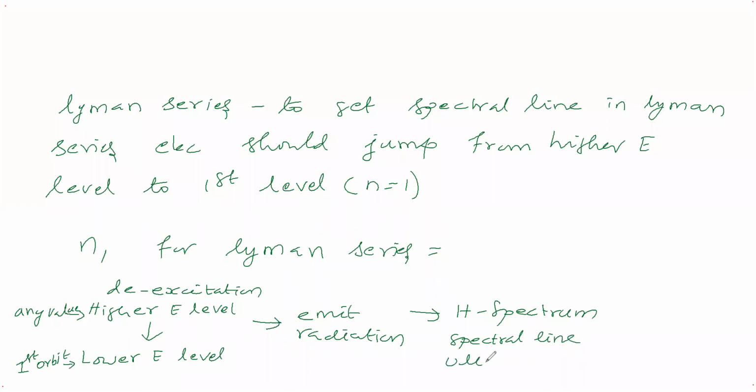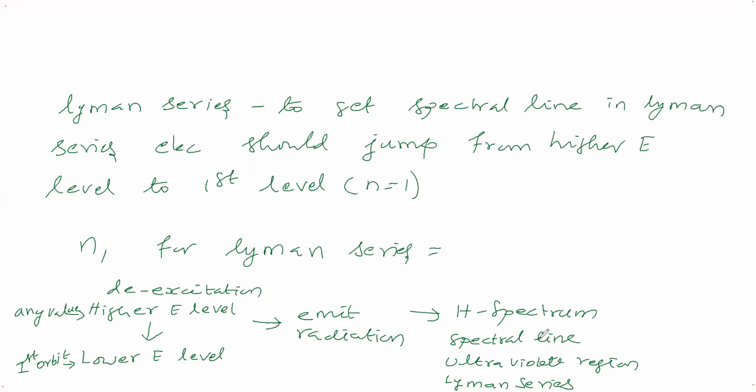This spectral line will be in the ultraviolet region. This spectral line comes under which series? The Lyman series. In the hydrogen spectrum, many spectral lines are there, and in the ultraviolet region also, many spectral lines are there. Those lines were observed and studied by Lyman. Therefore, that series of spectral lines is called the Lyman series.